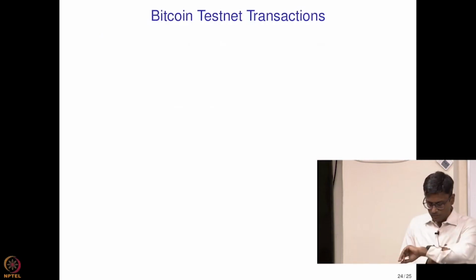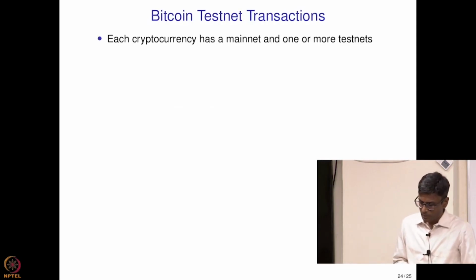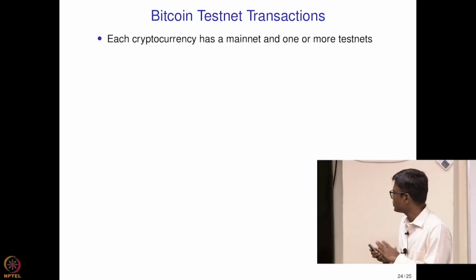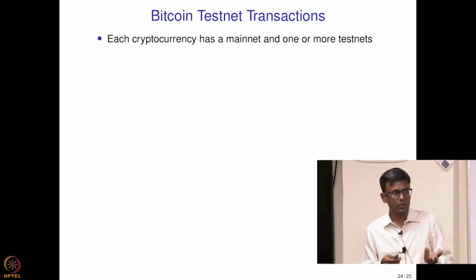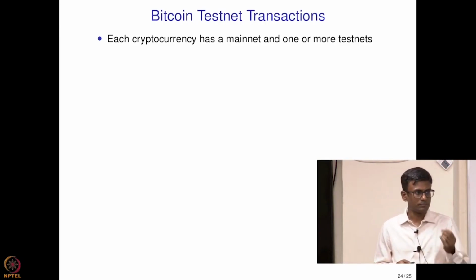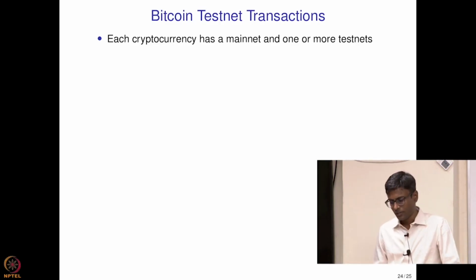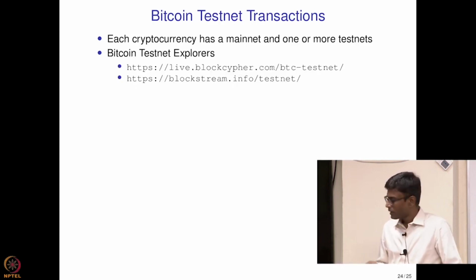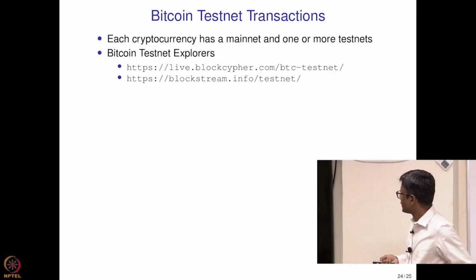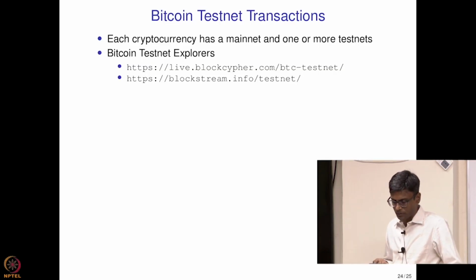So we have some time. The thing with cryptocurrency networks is that there is a mainnet and a testnet, and the testnet is typically used for development. Suppose I'm building some Bitcoin product or I want to do some testing. Then if I do it on mainnet, I may lose my Bitcoins which are valuable. So typically there's one or more testnets where you can do testnet transactions. So there are a bunch of testnet explorers. You can go to these explorers and try them.